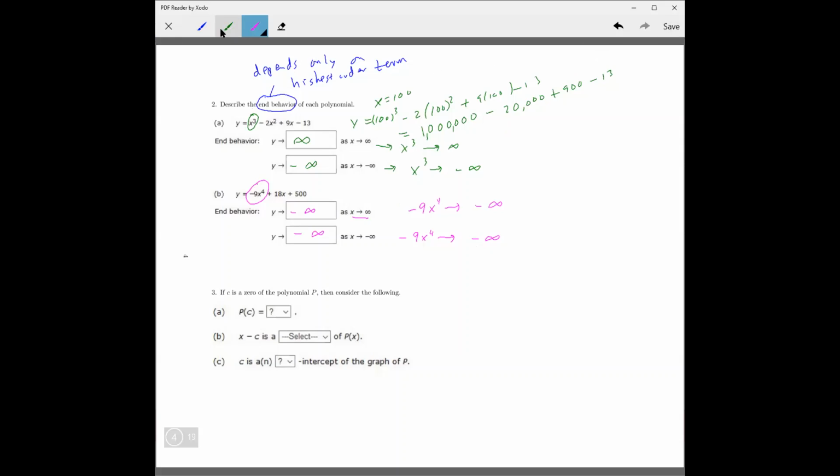Okay, number 3. If C is a 0, that means P of C is 0. That's what it being a 0 means. And it also means x minus C is a factor of P of x. C is an x-intercept for the graph. Okay, we'll get some examples of this later.